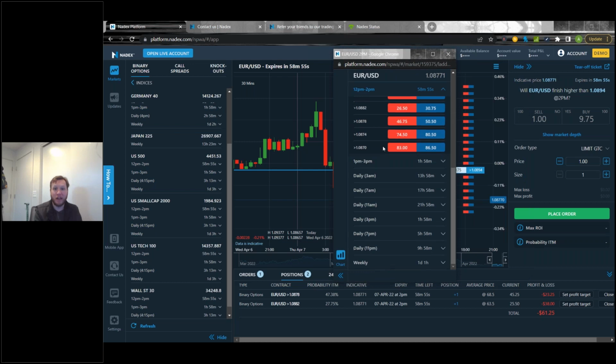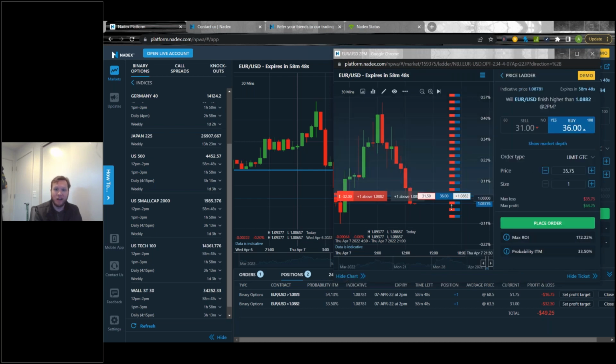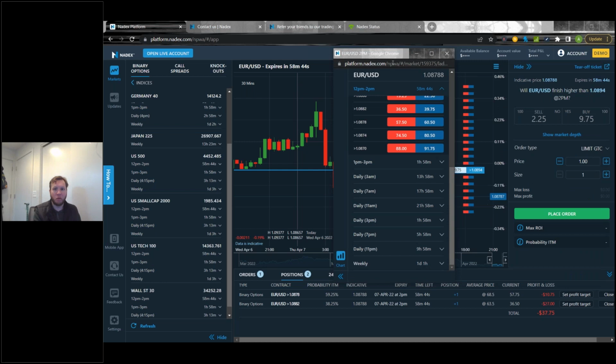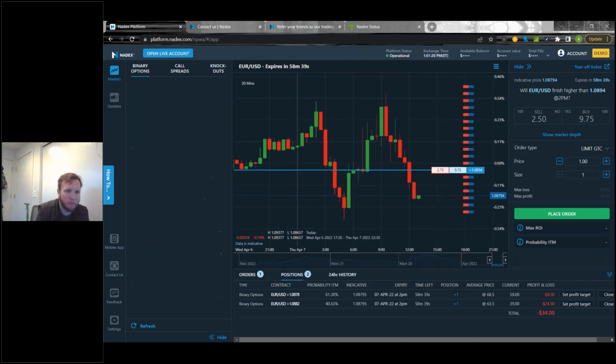You can have the price ladder here, so you can see all of your euro dollars. You can have the price ladder and the chart. You can have the price ladder, the chart, and the ticket, right? You can have all of these different setups. One thing that I like to do, if I'm watching a lot of different markets, is I have a second screen over here, and I'll set it up and then show you.